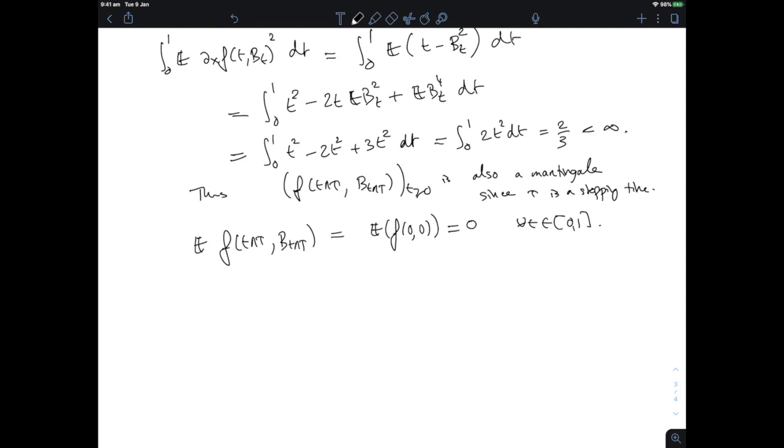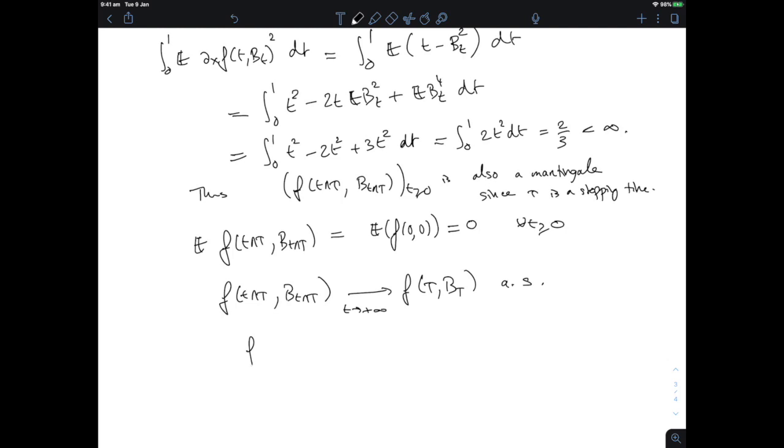Okay, but now what can I say? Well, I can say that f(t∧τ, B(t∧τ)), okay, I've written that for all t in [0,1], but all of that really is for all t non-negative. And this is important here because eventually I want to send t to infinity, and because the stopping time is finite almost surely, this goes to f(τ, Bτ) almost surely.